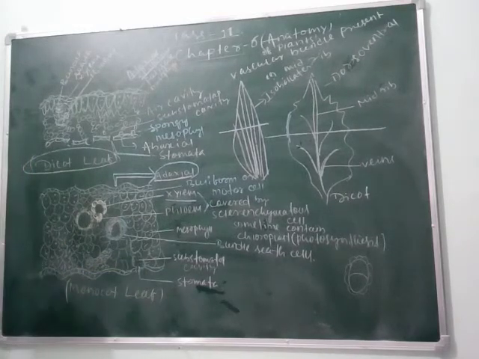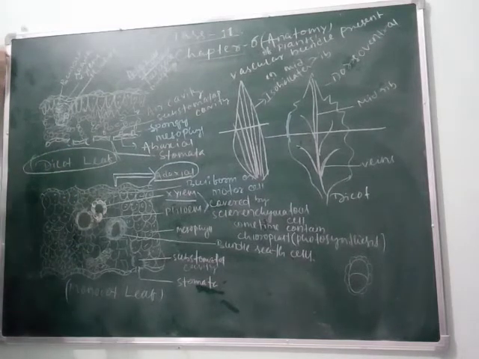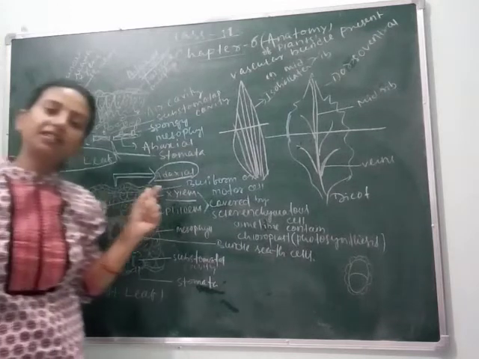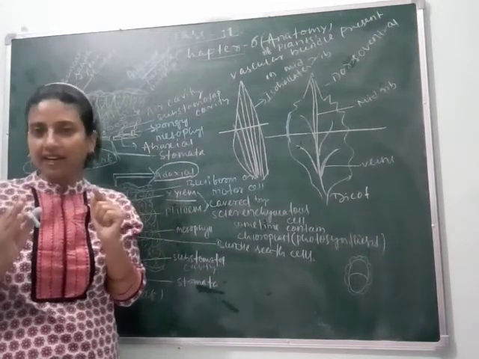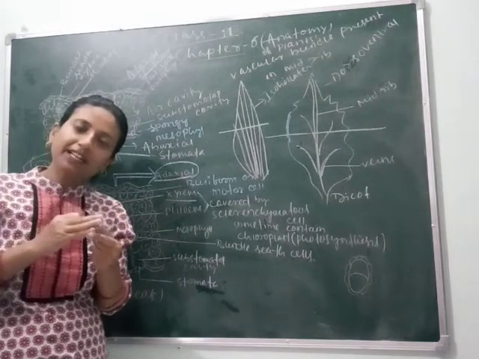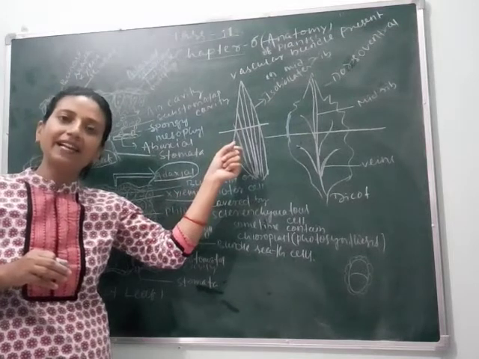Let's recap these points again. This is a dicot leaf. This is a monocot leaf. How will we be able to identify a dicot leaf? If it has reticulate venation. And a dicot leaf's characteristic feature is that it is dorsoventral, means dorsal and ventral sides are different. But in a monocot leaf, the venations are parallel and it is isobilateral.